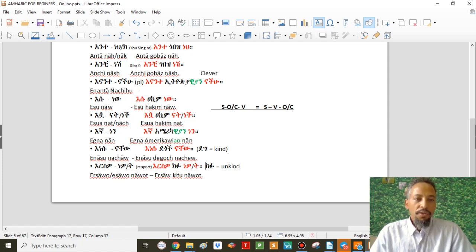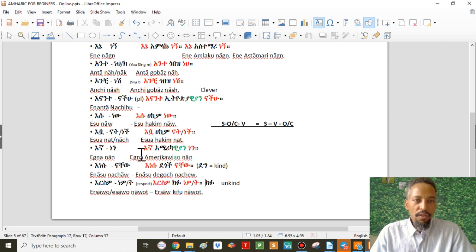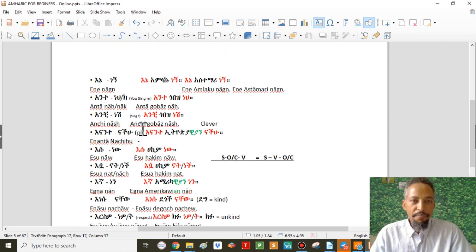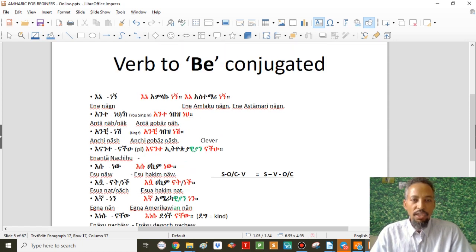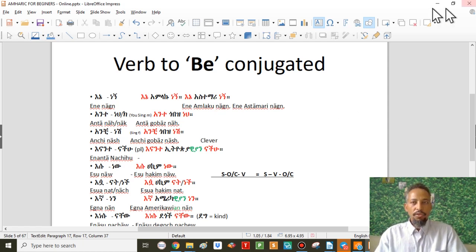Okay, so this is how the verb be is conjugated with the different subjective personal pronouns in Amharic. So let me just quickly go to revise this one using a different slide.